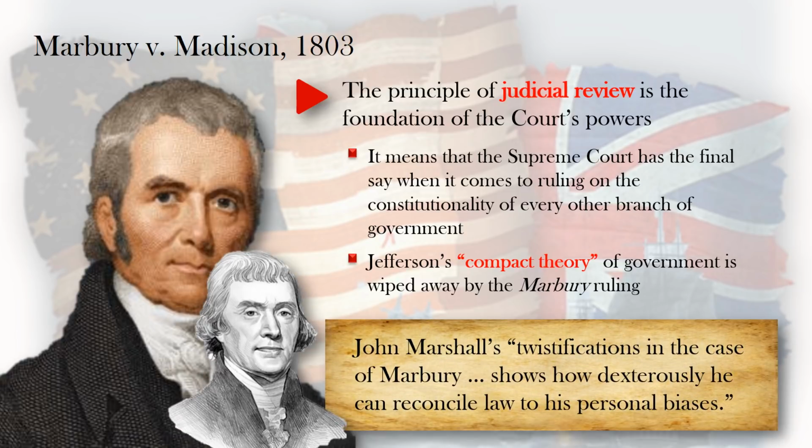And Thomas Jefferson is not too happy. He says John Marshall's twistifications in the case of Marbury shows how dexterous he can reconcile law to his personal biases. Should also mention that John Marshall is a distant cousin of Thomas Jefferson, both of them being Virginians and part of the same family tree, but they certainly did not agree with each other when it came to the interpretation of the Constitution.